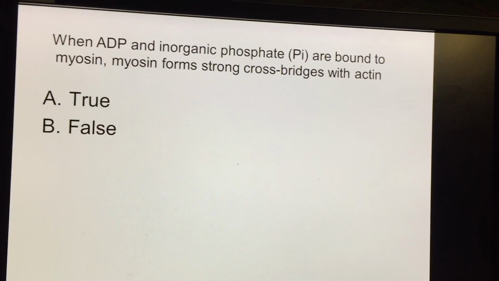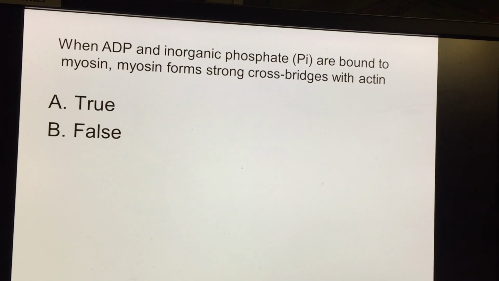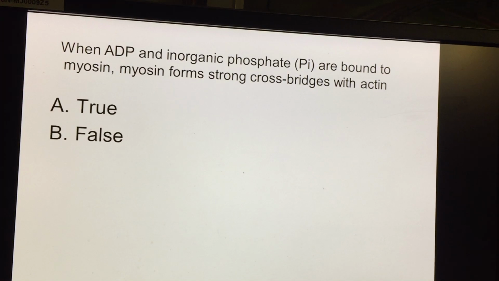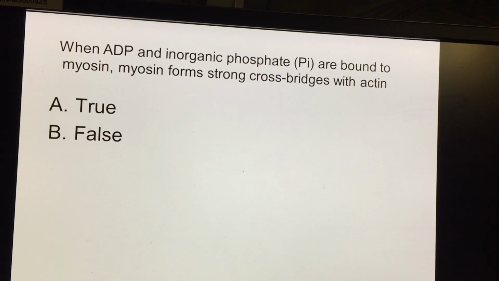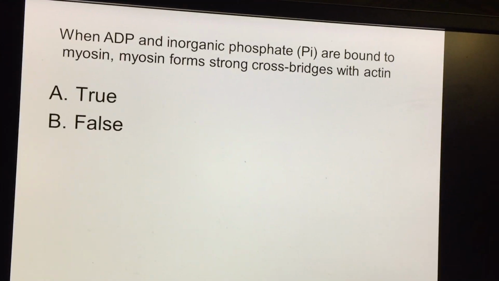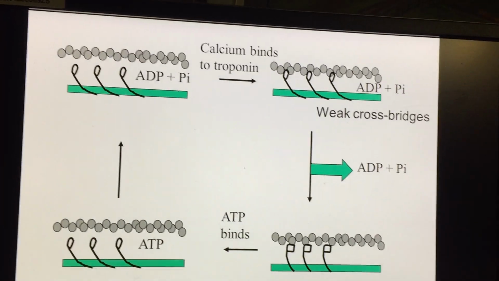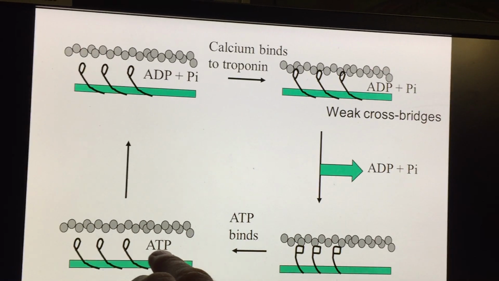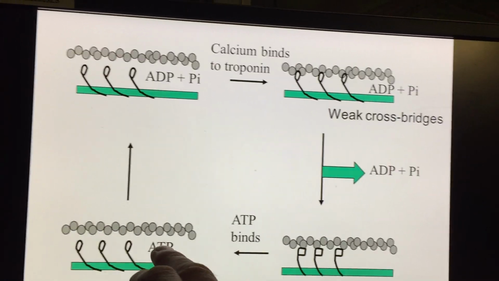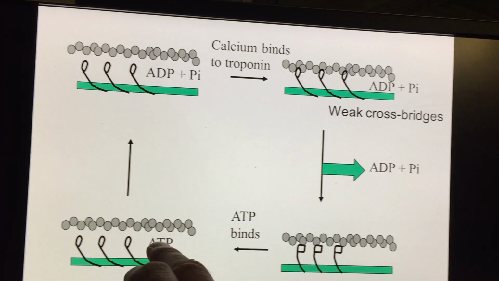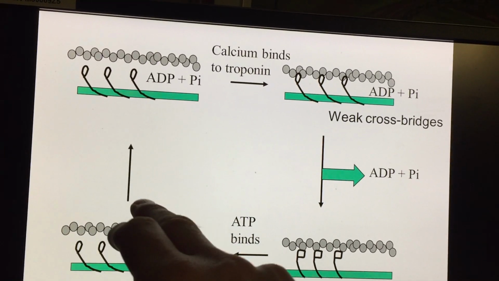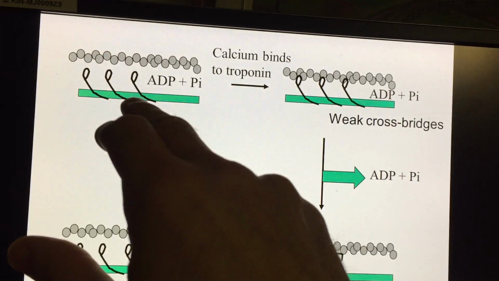When ADP and inorganic phosphate are bound to the myosin, myosin forms strong cross bridges with actin. True or false? This answer is false. So if you go through the cross bridge cycle, this is just a review. You can see that down here you have ATP associated with the myosin head. That has to be broken down to activate myosin. So that releases energy to activate myosin.